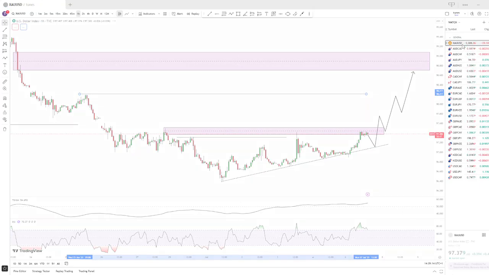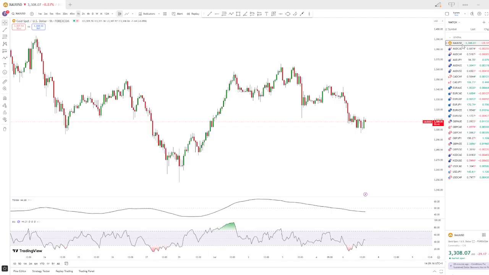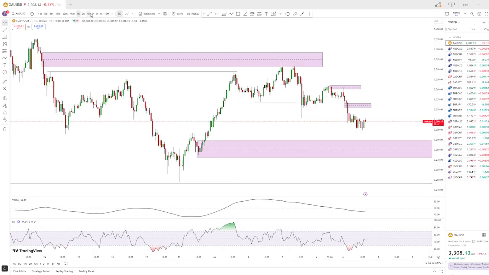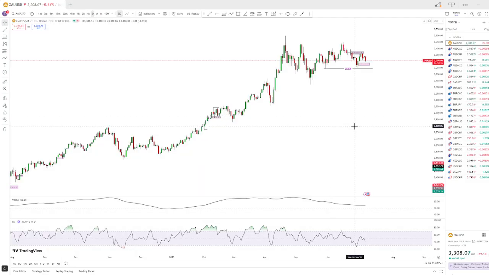So let's start from gold. Let's go to gold straight away. This is gold. Let's start on the daily time frame. All right, so this is gold on the daily time frame.